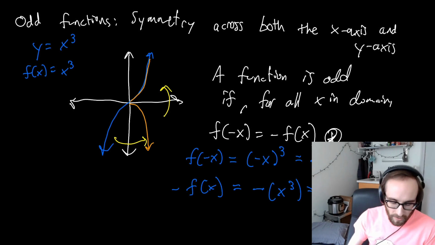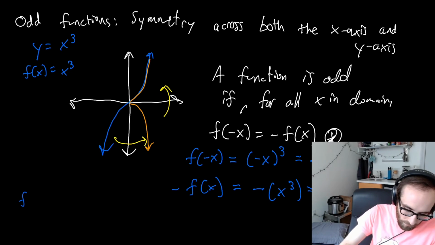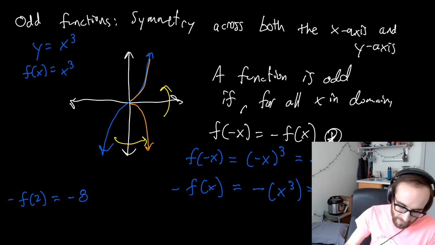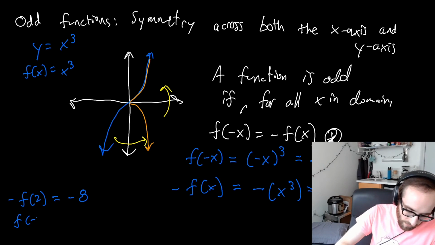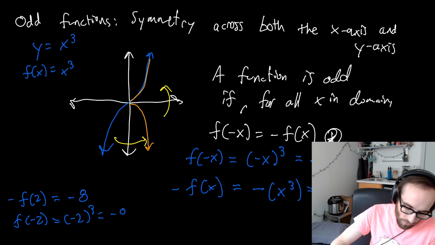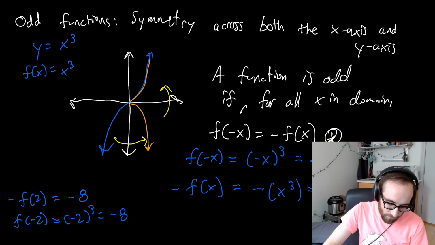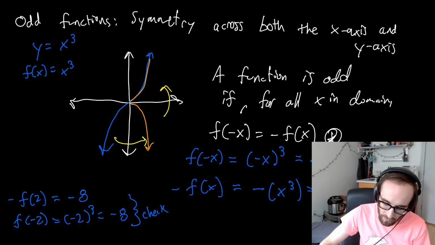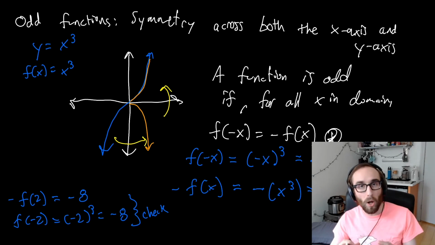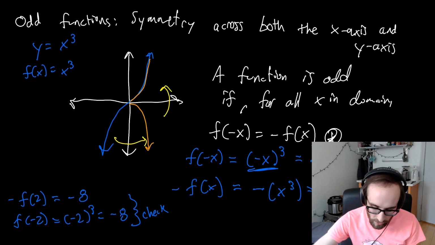You can also try this with individual values. If we were to plug in 2, negative f of 2 is negative 8. F of negative 2 is negative 2 cubed, which is also equal to negative 8. So here we can check for a certain value. This work that we did here proves that f of x, in this case, is odd, and it proves it for all x values because we kept the equation.